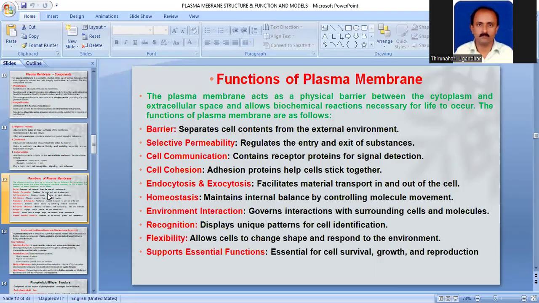Then, the functions of the plasma membrane. The plasma membrane acts as a physical barrier between the cytoplasm and the extracellular space.